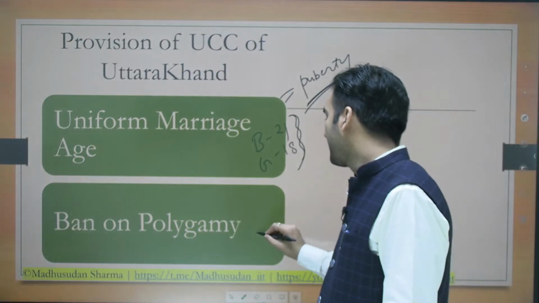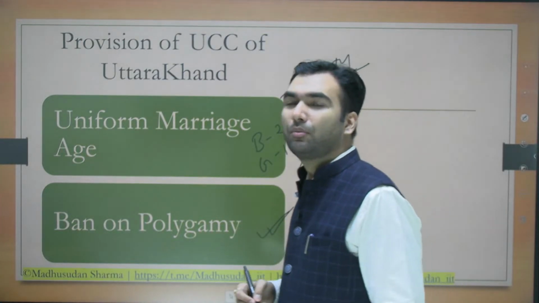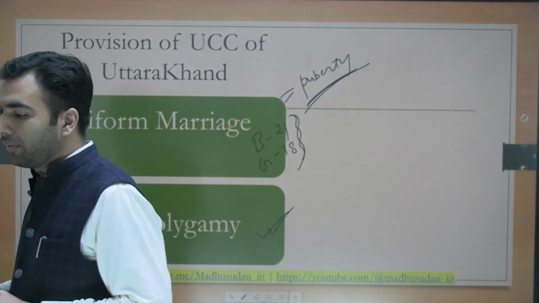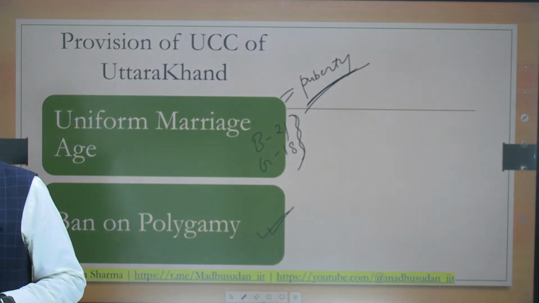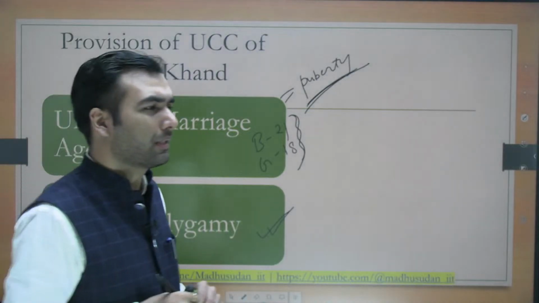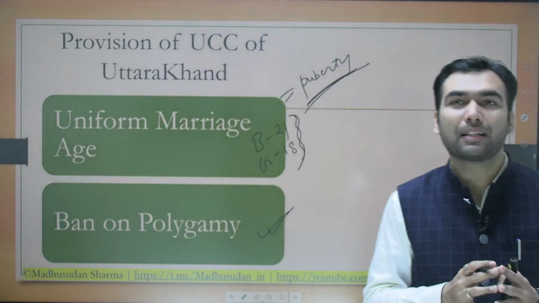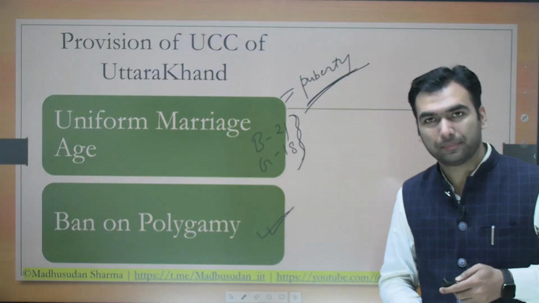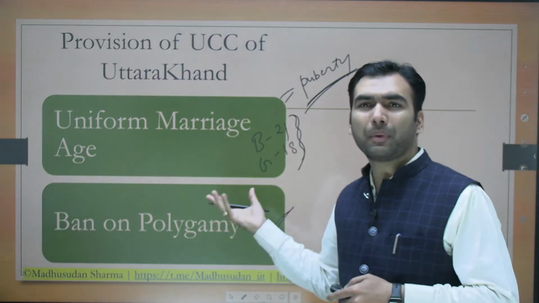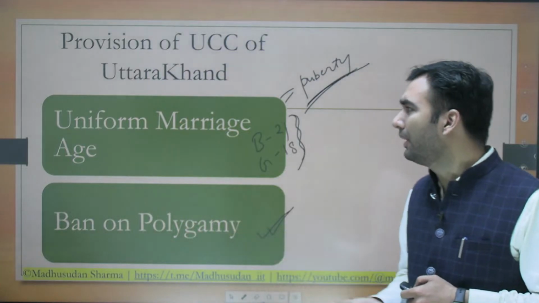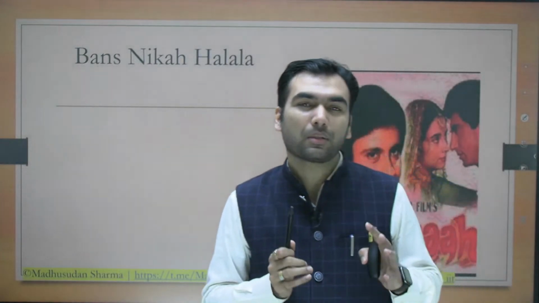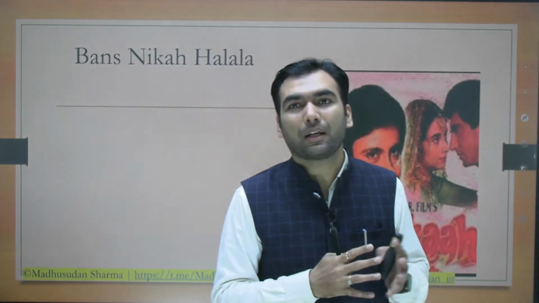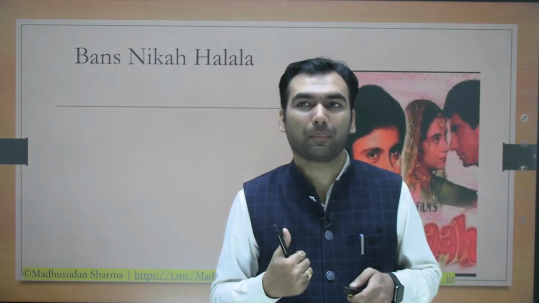Now it bans polygamy. As of now, Muslim personal law allows polygamy, which is banned by the UCC. Although polygamy is not very popular, it is still allowed, and now it would be banned. Okay, this is something good. Women's organizations are also demanding that this should be banned. Now these are the certain practices which I was telling you about, which are discriminatory against women. So you can take the example of polygamy over there.